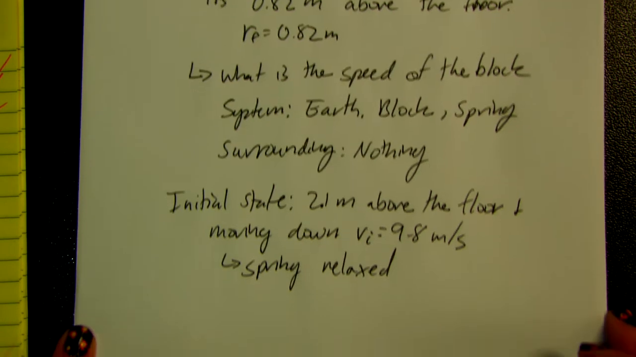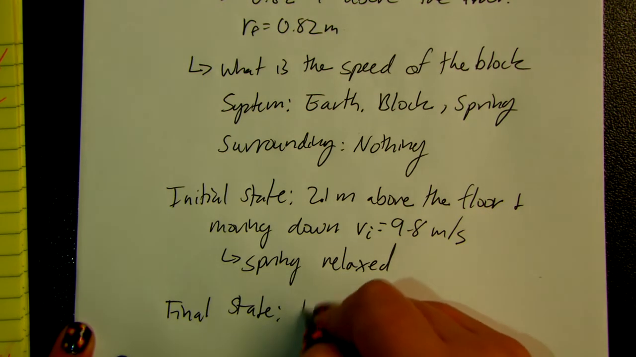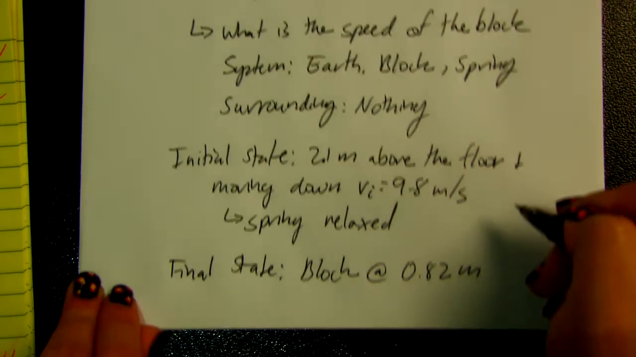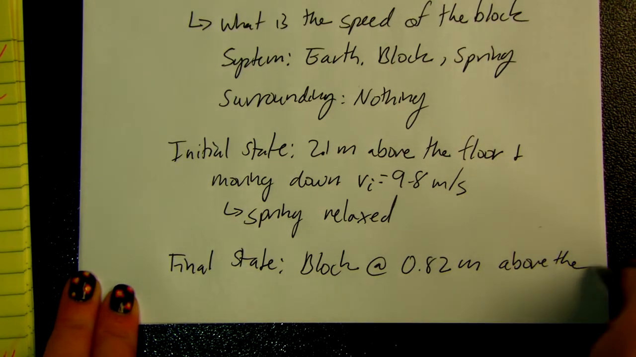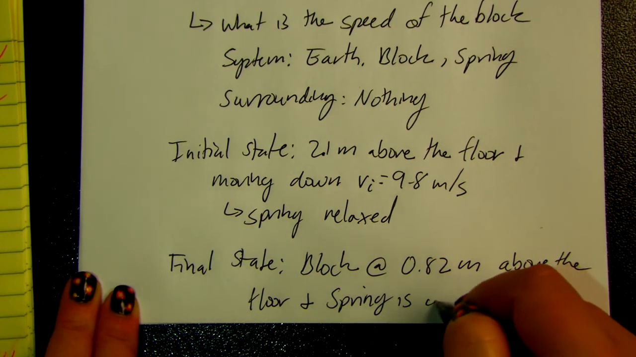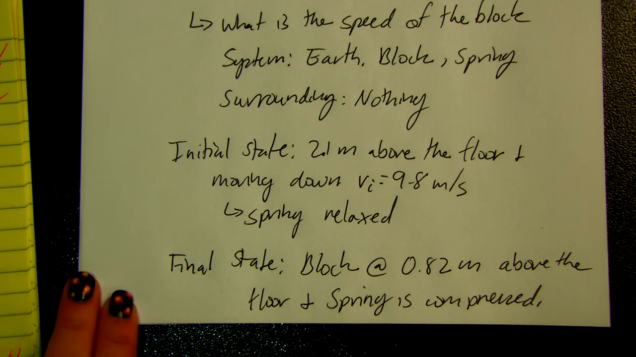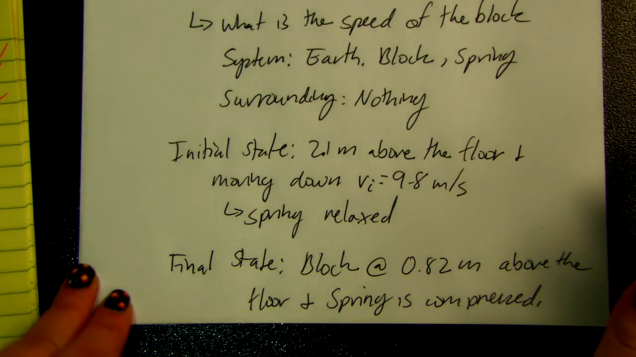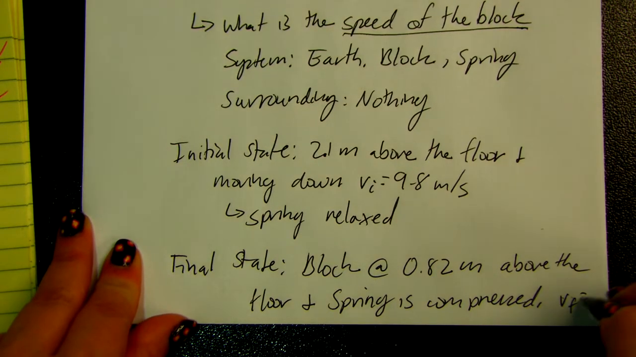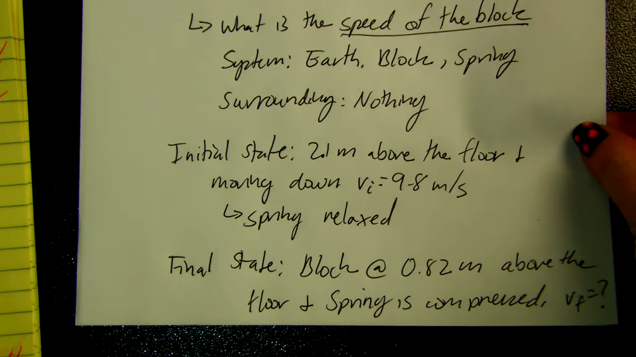Okay, and in the final state, the block is at 0.82 meters above the floor, and the spring is compressed. So it's going to have at least a little bit of potential energy. Okay. So what we are going after is we want to look at the speed of the block in that final state. So we want v final. Okay, so this is our setup. Let's move along to the energy principle.